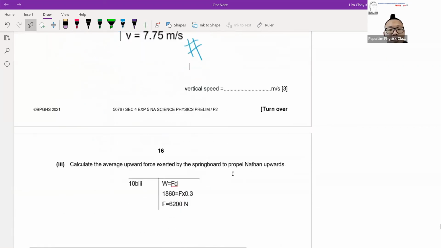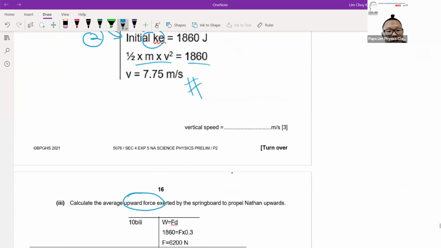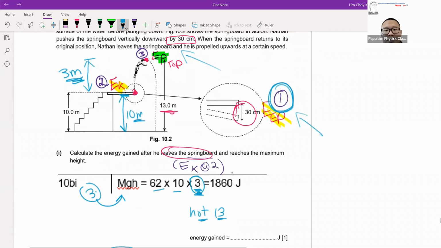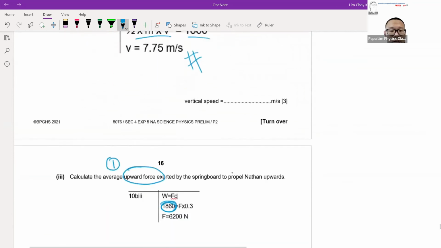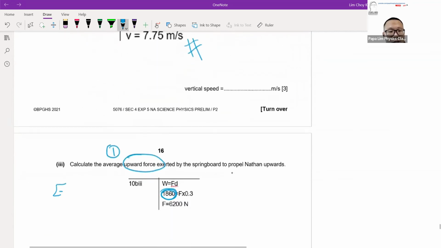Okay, work done by the springboard, same thing. So now the springboard, this is the work done, which is the position 1. Okay, so position 1, I repeat again, is here, position 1, the springboard. Okay, so position 1, this is energy here. This 1,860 is actually position 3. Potential energy at 3, okay. Kinetic energy at 2. The elastic potential energy at 1.